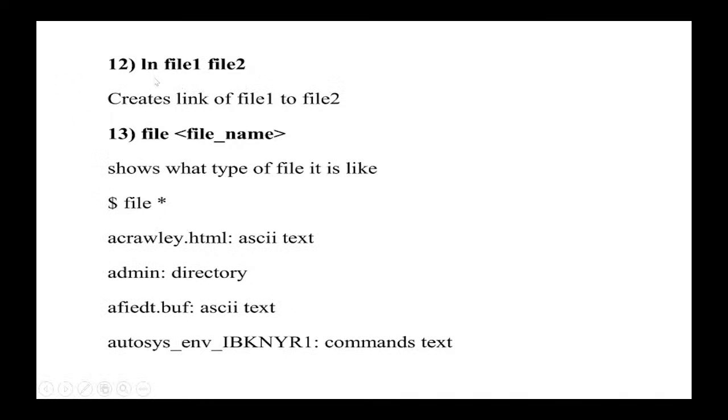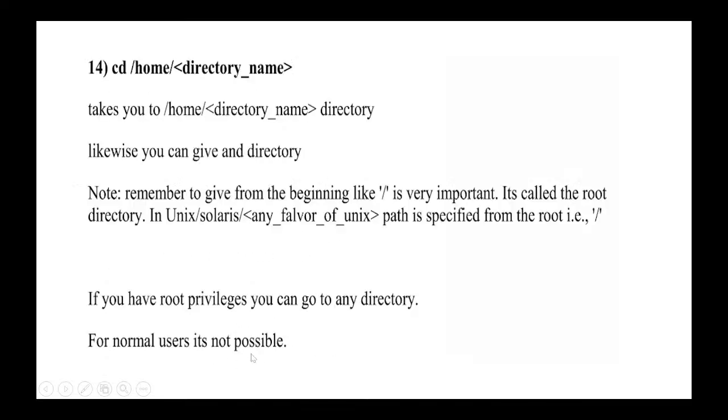The 12th one is ln file1 file2, which creates a link of file1 to file2. It creates a link between file1 and file2. Then the 13th one is file space file name, which shows what type of file it is, like file star. So this you can read. And next we move to the next command.